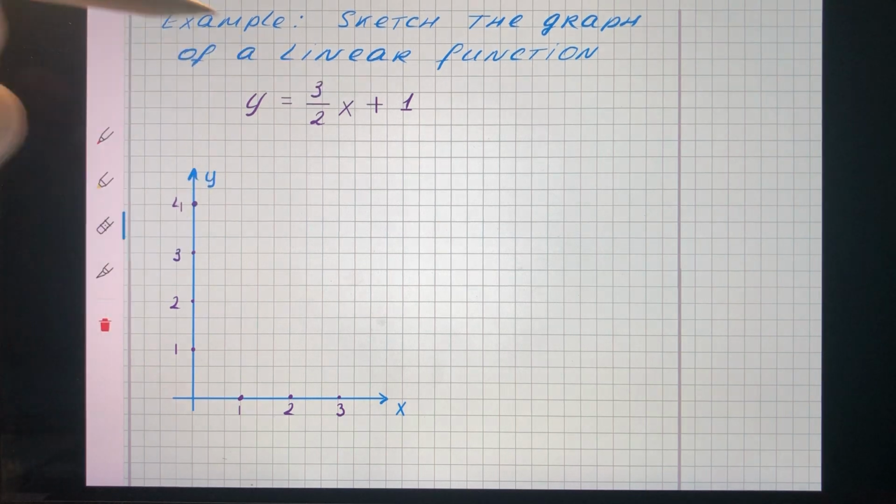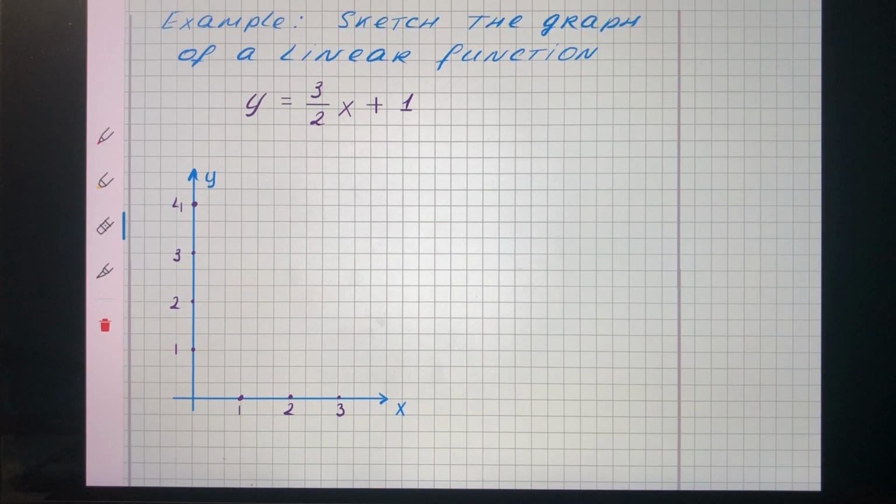Let's sketch it. So the first point is 1, which means the line is going to cross our y-axis at 1. So that's the first dot. Then we use the slope to get the second point.